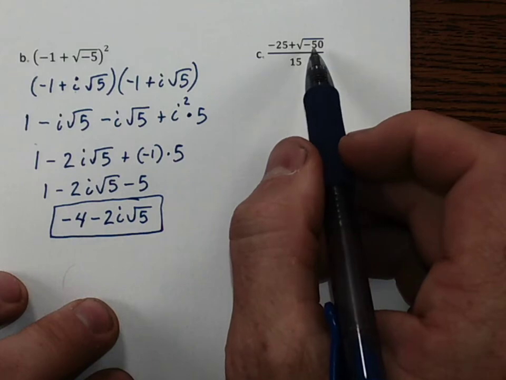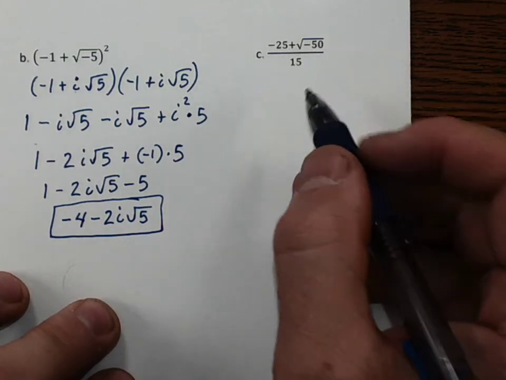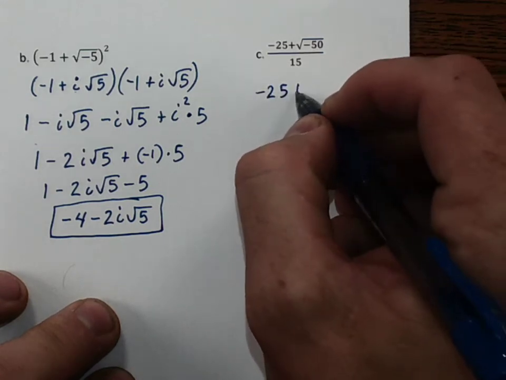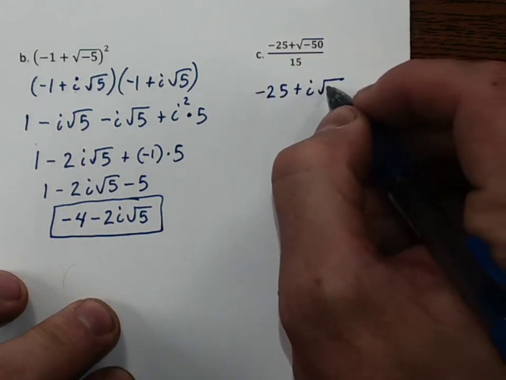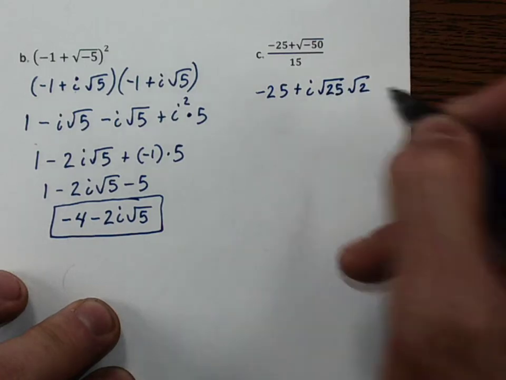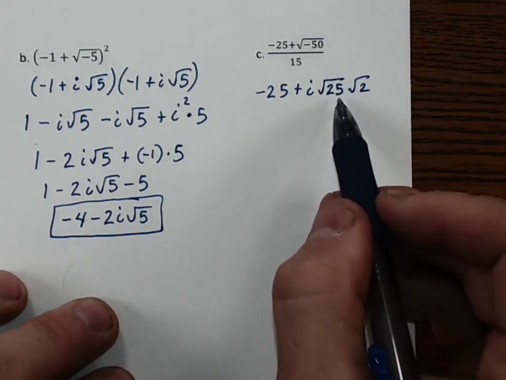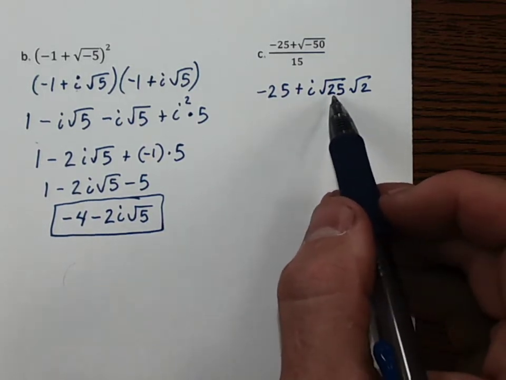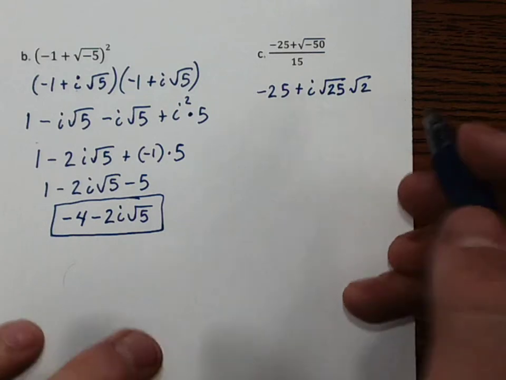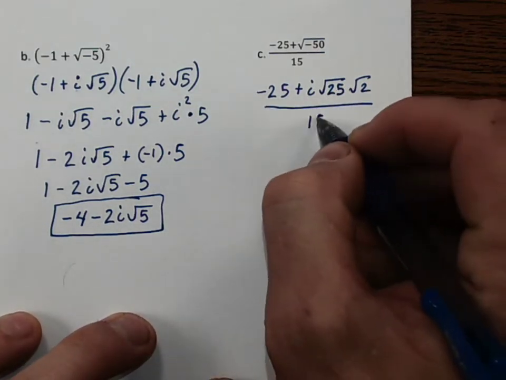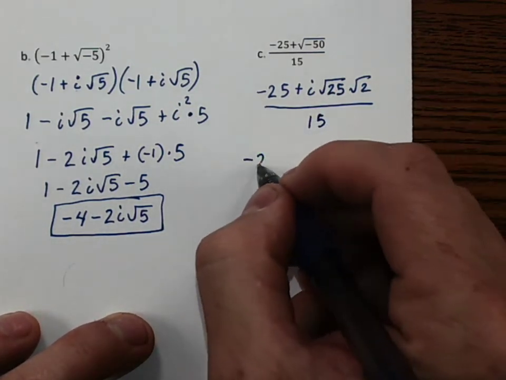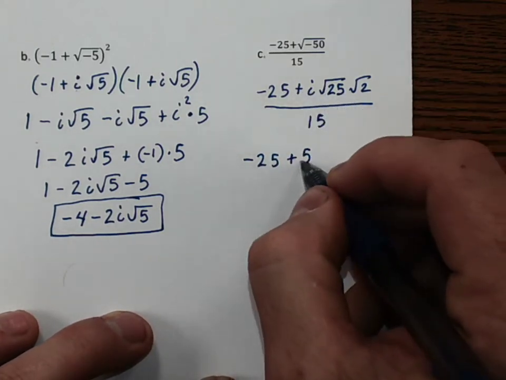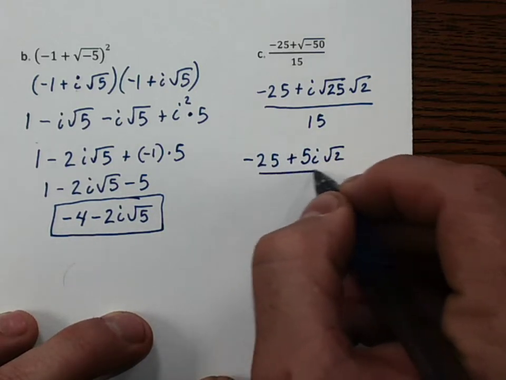I have negative square root of 50. I'm going to take out the i. I'm also going to reduce the radical. Negative 25 plus i times the square root of 25 times 2. 50 is 25 times 2. So I'm going to write this as the square root of 25 times the square root of 2, divided by 15. So then I have negative 25 plus the square root of 25 is 5. 5 times i is 5i, square root 2.